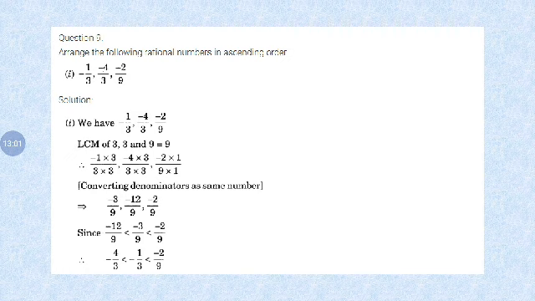Minus 1 3s are 3, 3 3s are 9. Next one, minus 4 3s are 12 by 3 3s are 9. Minus 12 by 9. Minus 2 by 9. So minus 3 by 9, minus 12 by 9, minus 2 by 9. So arrange in ascending order. Minus 12 by 9 is less than minus 3 by 9, less than minus 2 by 9. Next one, we get minus 4 by 3 is less than minus 1 by 3 is less than minus 2 by 9.